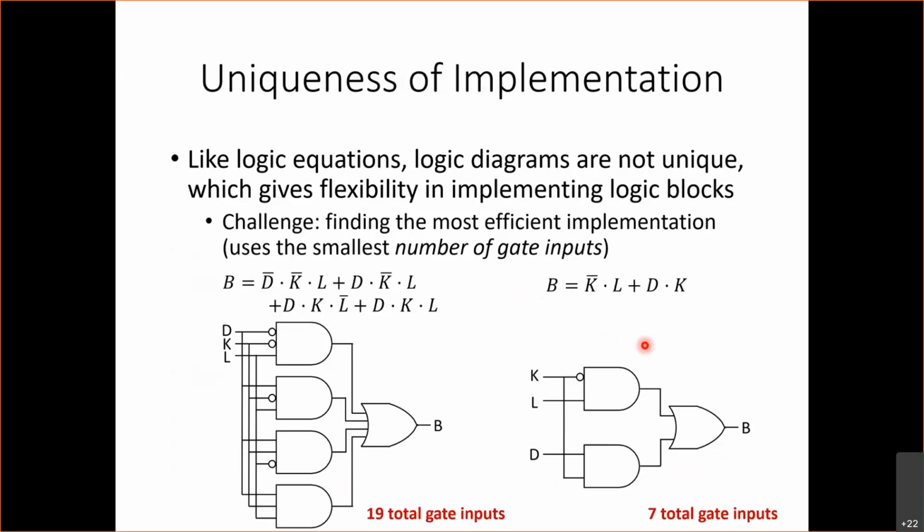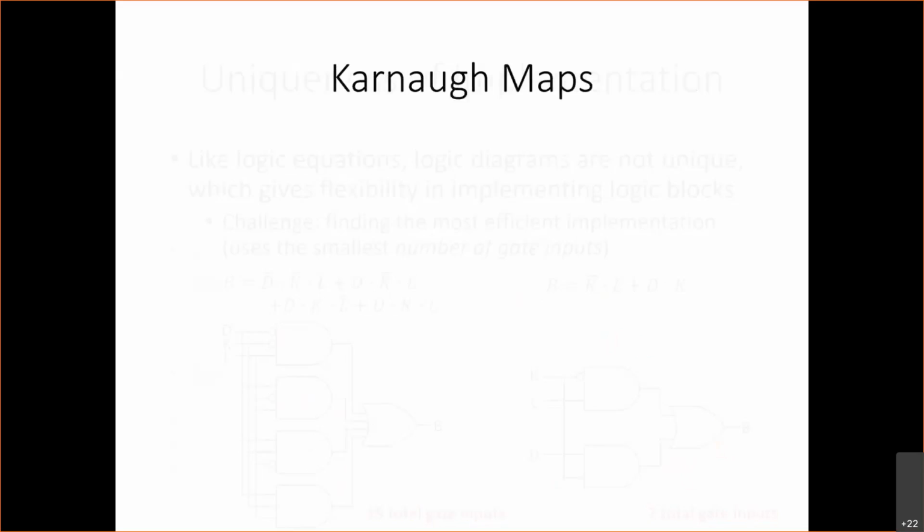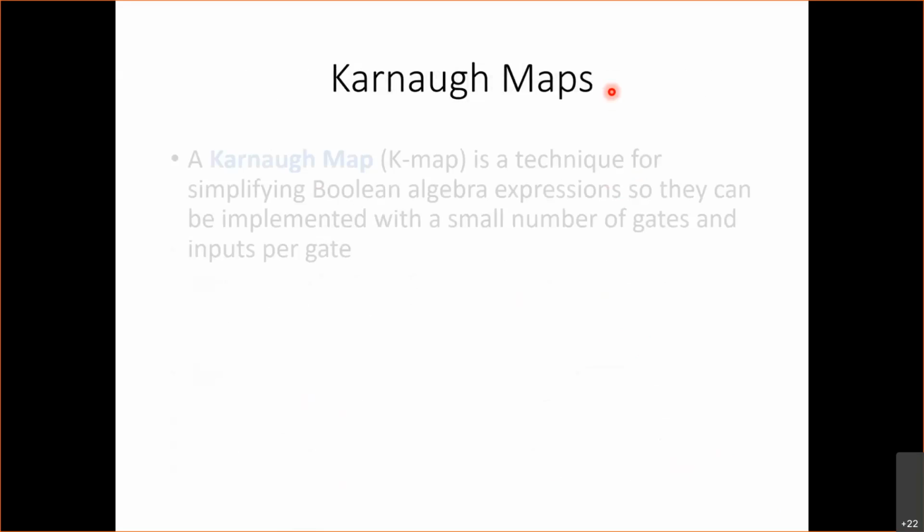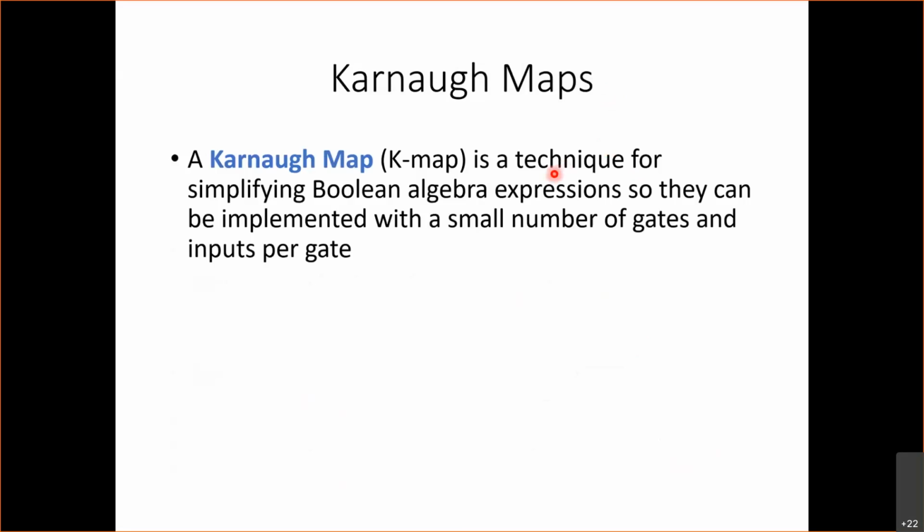What we would like to have is a consistent way for us to arrive at an efficient implementation. For this, we're going to use a tool called Karnaugh Maps. So what is a Karnaugh Map? A Karnaugh Map is essentially a technique for simplifying Boolean algebra expressions so they can be implemented with the smallest number of gates and inputs per gate.